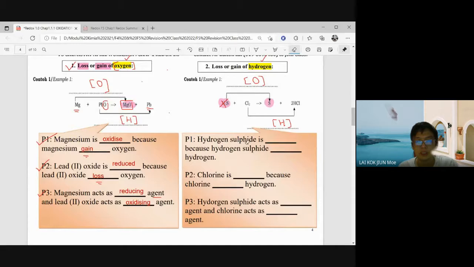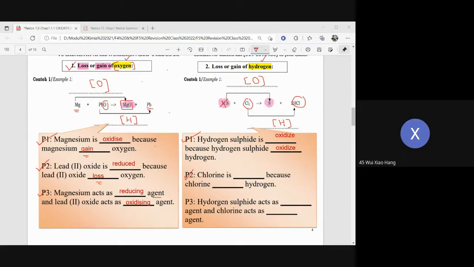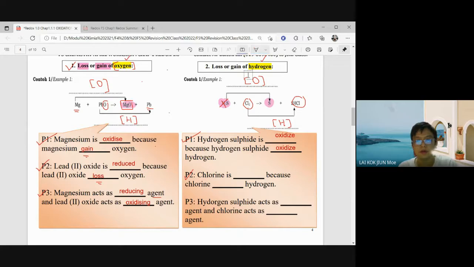So hydrogen sulfide is what? In the point 1. Undergo oxidize. Okay, is oxidize. So the hydrogen sulfide is lose the hydrogen. So you see, point 1 easier to get. So point 2, chlorine is what? Chlorine become HCl. So gain hydrogen, right? Yeah. So gain hydrogen means undergo reduce. So you reduce. Easier. So you reduce because it gain hydrogen.